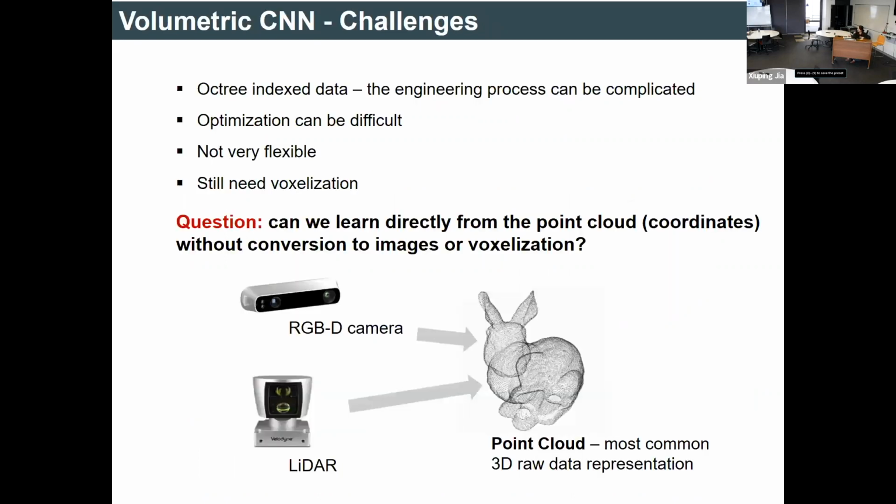And one limitation is that it still needs voxelization. But we know that the raw 3D data we get from sensors, such as the LiDAR sensor, the most straightforward representation is the 3D point cloud. So we don't want voxelization. Then the question is, can we directly learn from the point cloud, from the coordinates, without any conversion to images or without any voxelization process?